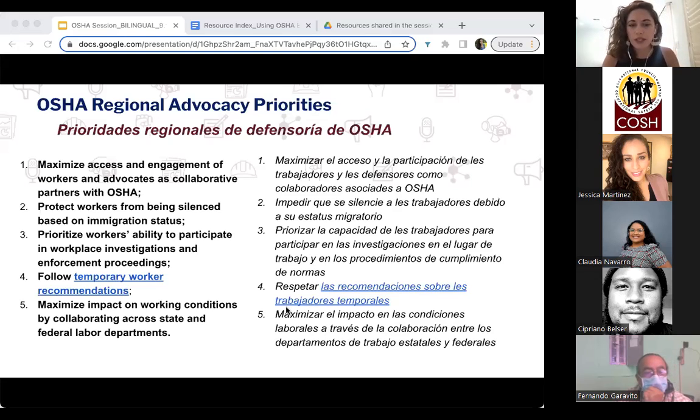And then the fifth here, we all deal with such a patchwork of agencies, and the fifth advocacy priority is to really maximize impact on working conditions by collaborating across state and federal labor departments, including wage and hour and disaster preparedness and response agencies.